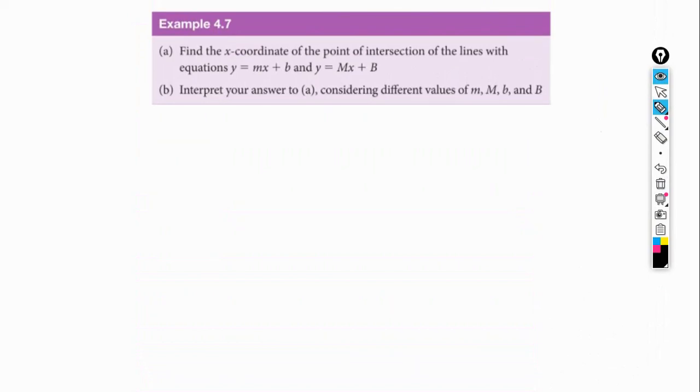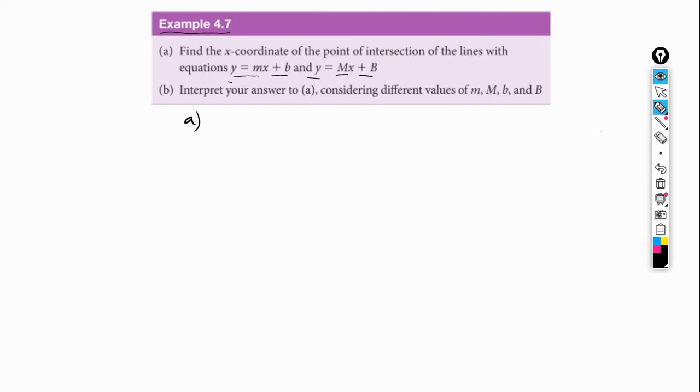Finally, we're going to do example 4.7, which will be the last one in this video. Part A says, find the x-coordinate of the point of intersection of the lines with equations y equals lowercase m times x plus lowercase b, and y equals uppercase M times x plus uppercase B.